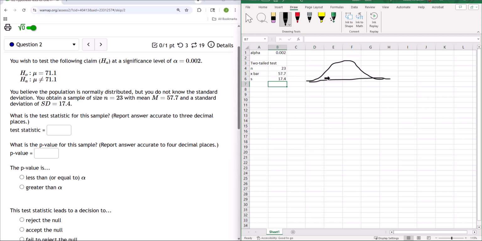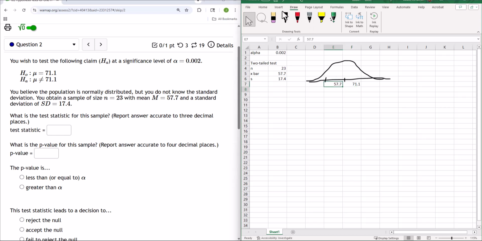The mean is 71.1, so that's going to be here, and our sample one over here, 57.7, will be somewhere over here. So I don't know exactly what those values are. And if you don't want to try to draw them, you can sort of put some highlights on there. And then 71.1. Use the boxes here to kind of get some stuff.